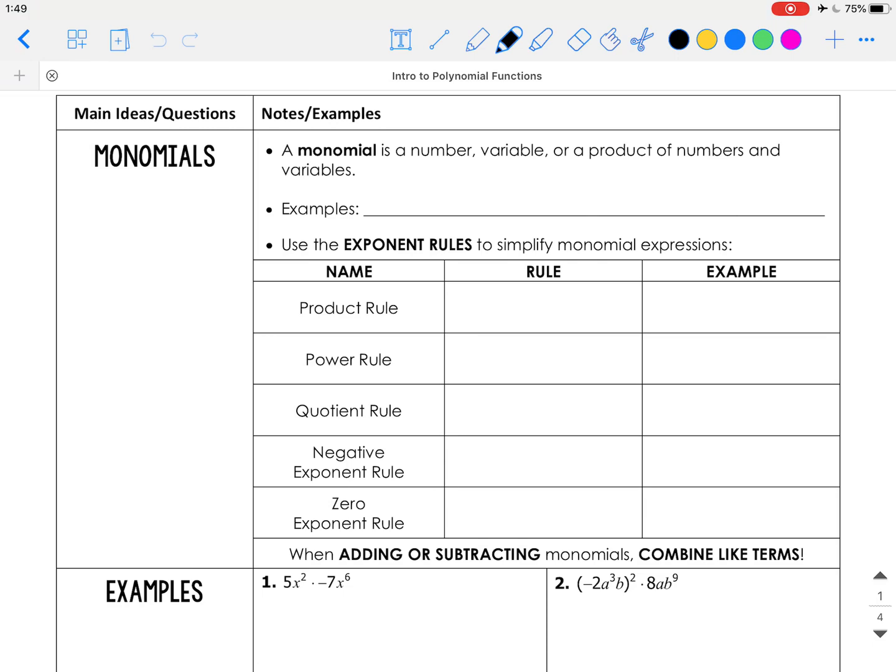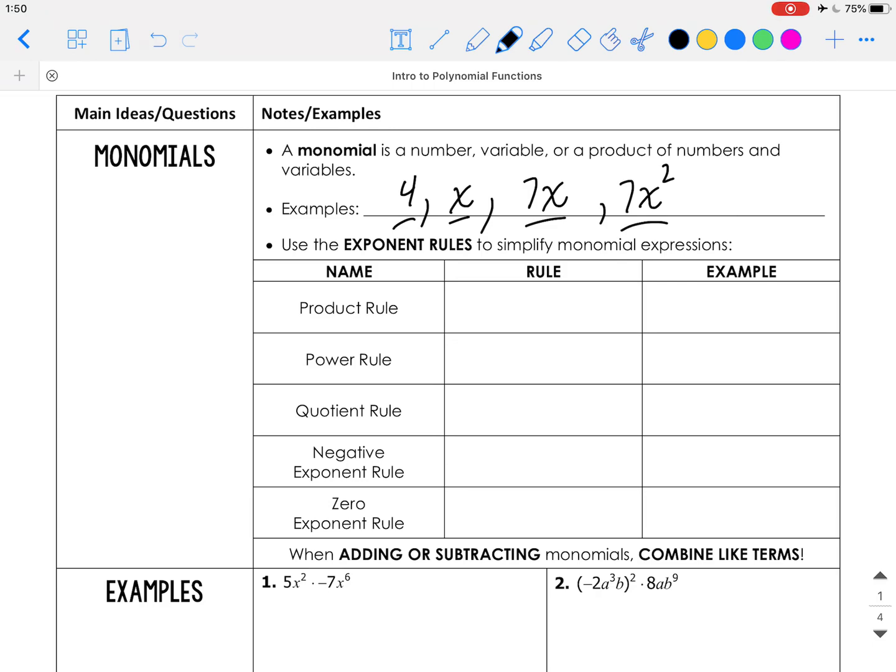So let's get started. The first thing I want to cover before we jump into polynomials is the concept of a monomial. A monomial is a number, variable, or a product of numbers and variables. For example, we could have just a number, a variable, a product of numbers and variables. You could even see something squared. All that really matters is that you see just one term by itself. So for example, this 4 is by itself, x is by itself, 7x is by itself, and 7x squared.